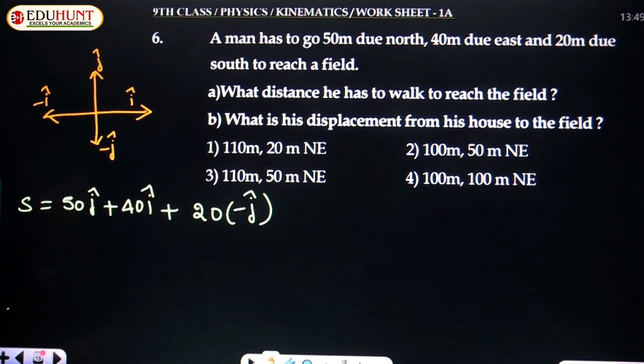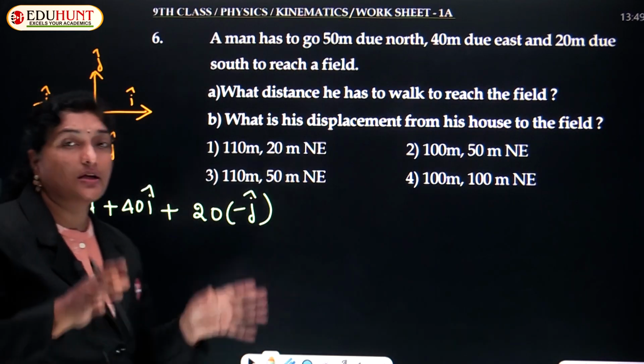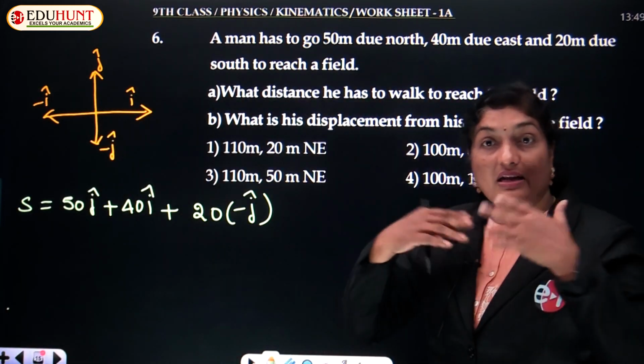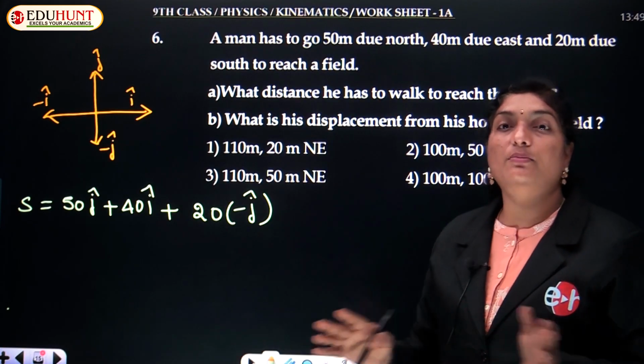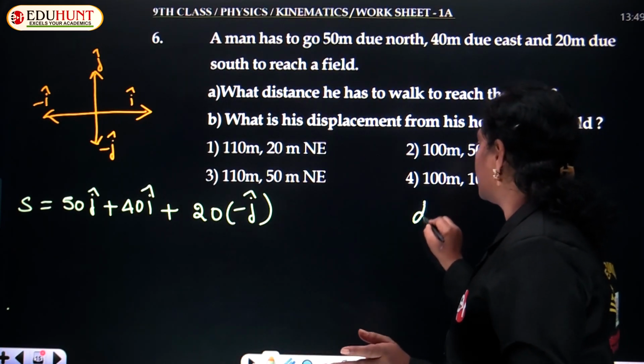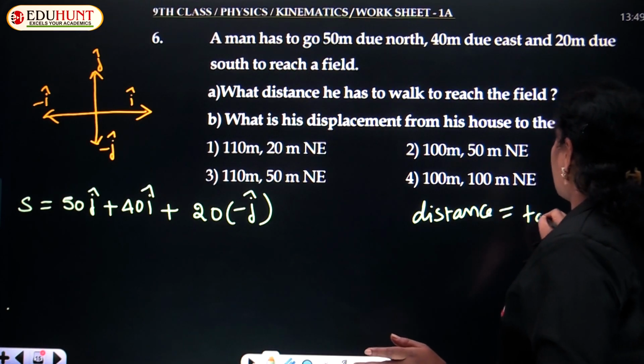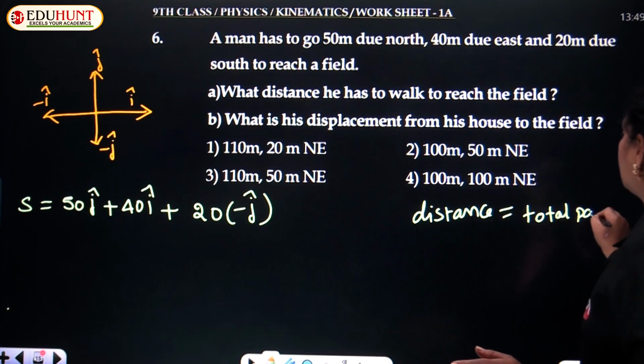Distance is nothing but the total path length covered. Whatever be the direction, we are not bothered about the direction. In order to find out the distance covered by the body, distance covered by the body is nothing but the total path length.